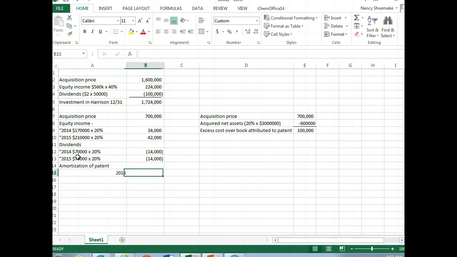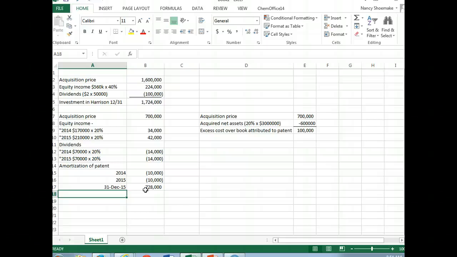In 2014, it's 10,000, right? And in 2015, it's 10,000. So as of December 31st, 2015, our balance in our investment account on the asset section of the balance sheet should show 728,000. So with patents, would you always amortize in a straight line like that? Always.